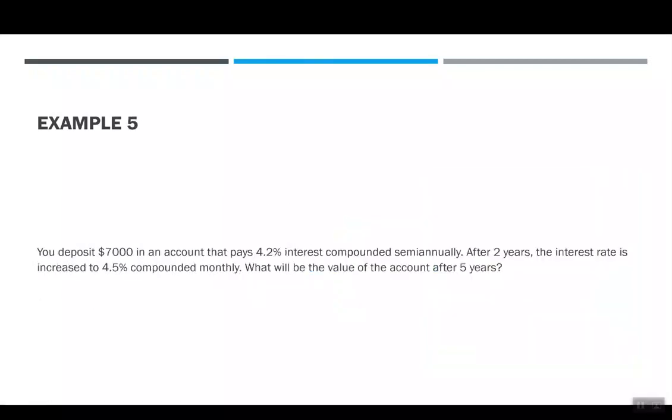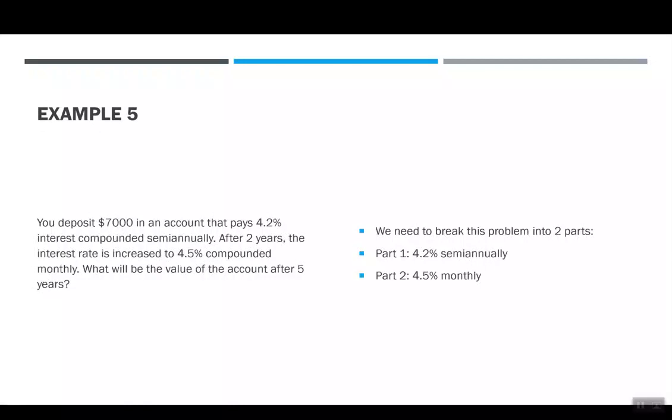So example 5, say you deposit $7,000 in an account paying 4.2% interest compounded semi-annually. After 2 years, the interest rate is increased to 4.5% compounded monthly. What will be the value of the account after 5 years? So this problem is much different because it wasn't the same amount of interest and the same amount of compounding over the entire amount of the investment. So we're going to need to do this in multiple steps.